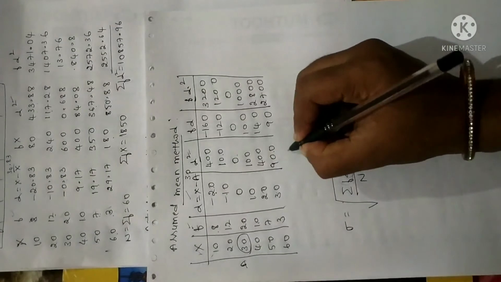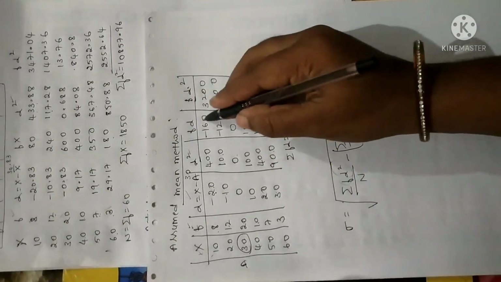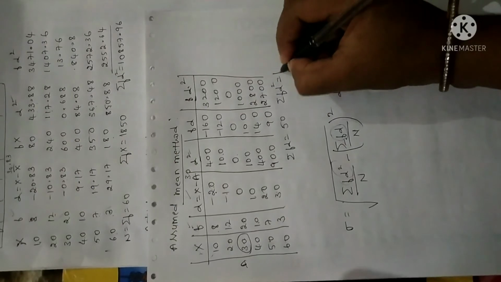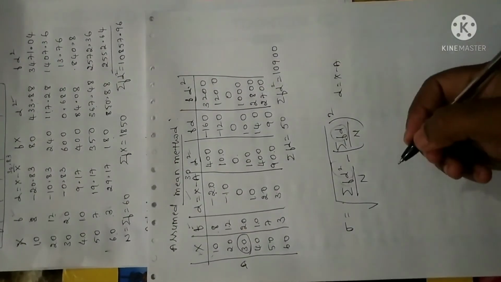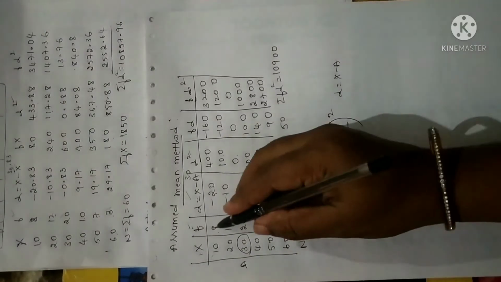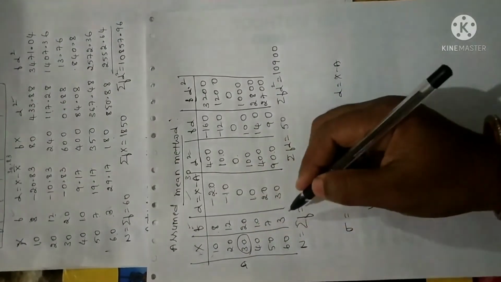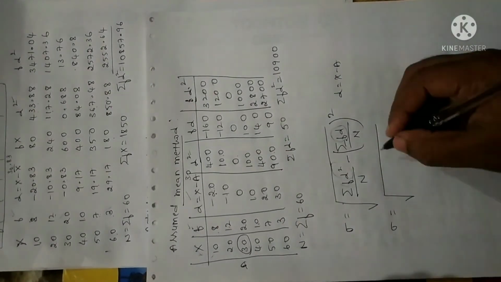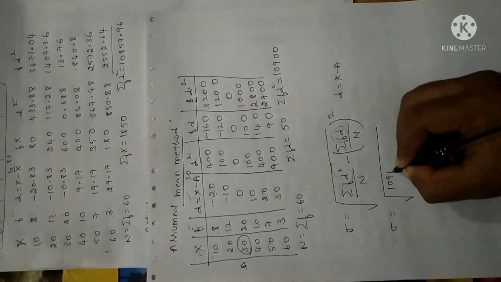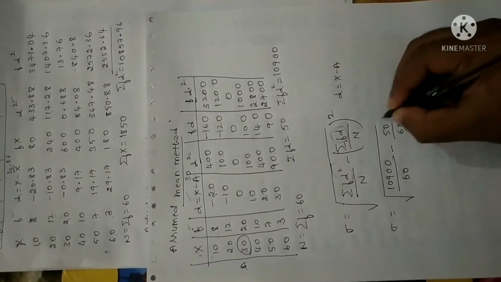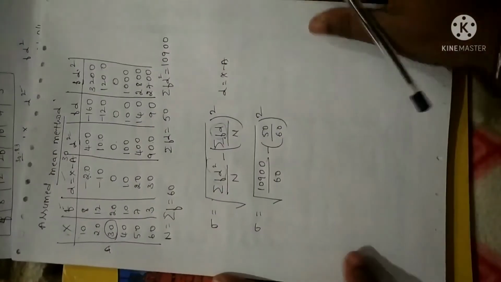Now let me calculate sum of those. That is sigma FD is none other than you add all these values. So when you add all these, you will get 50. Similarly, sigma FD square, in the sense you have to add all these values. So when you do that, you will get 10,900. Fine. Now n is none other than sum of the frequencies. So you just add all these frequencies value. So you will get 60. So n value is 60. Let me substitute now. FD square is 10,900 divided by n is 60 minus FD is 50 divided by 60 whole square. Fine. Now let me simplify.